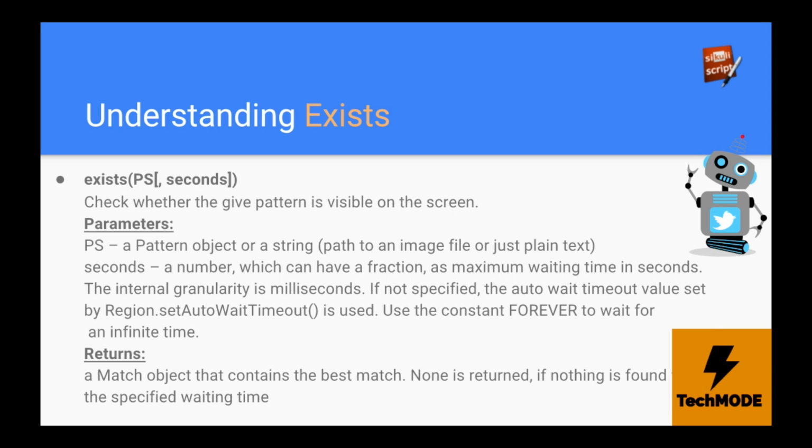Next is understanding exists. Exists is a very important function provided by Sikuli that returns a match object. It takes a pattern object or a string path to an image file. So that will be an image, and it will wait till this image exists on the screen, and it will return a match object if a particular match is found, and none is returned if nothing is found for a specific time. As you can see, the second argument is the time.